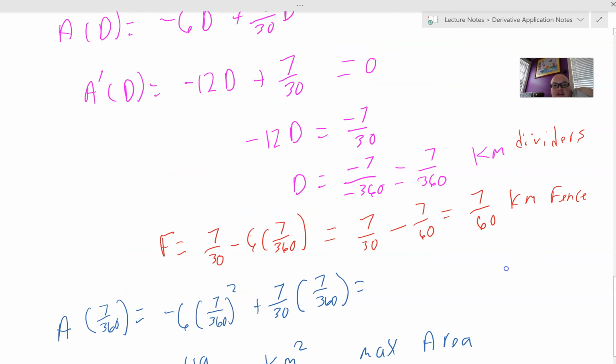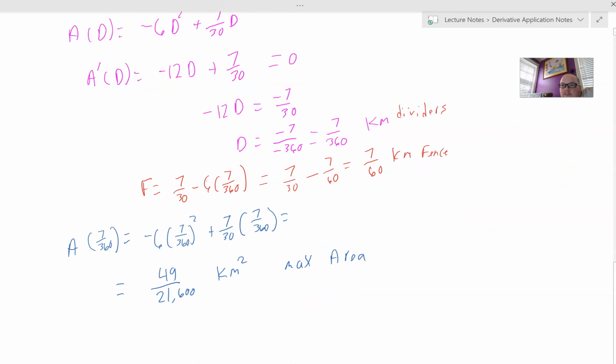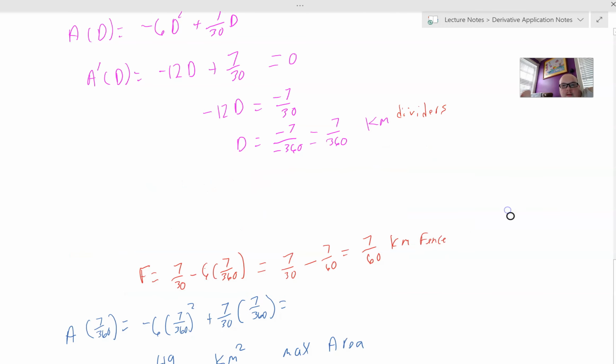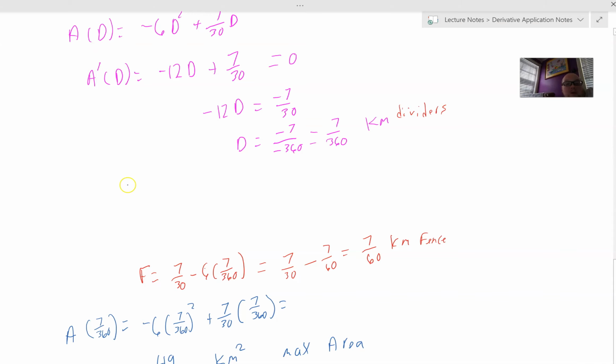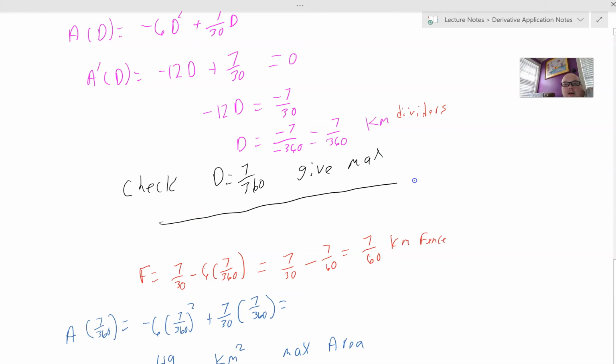We need a check to make sure that this will give us maximum. Okay? So, remember with this, I'm going to zoom this out just a little bit. So, as we discussed, remember to do this. So remember at this step here, as we showed in the last class, because in our last class we had an example that doesn't work, we need to check that D equal to 7/360 will give us a max. We have to create that number line.